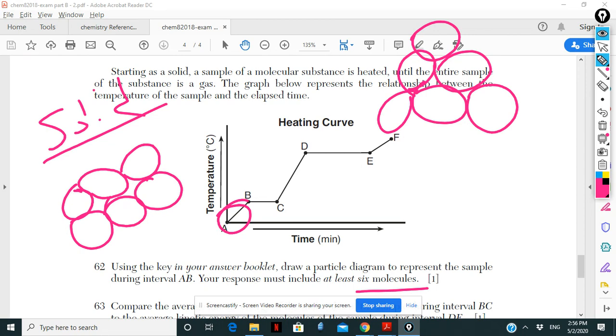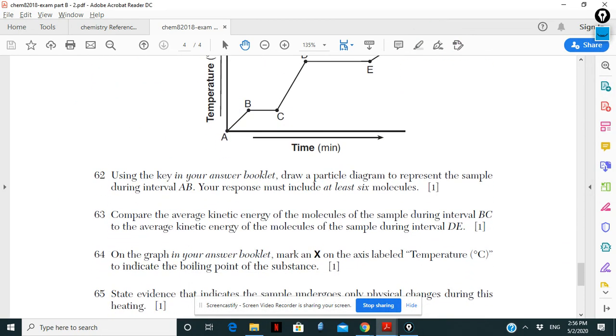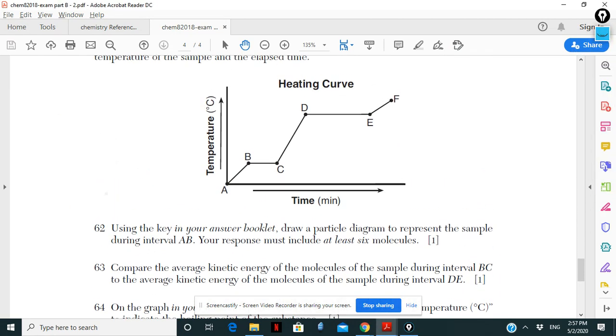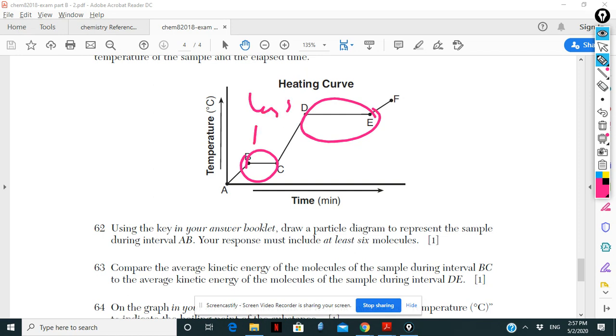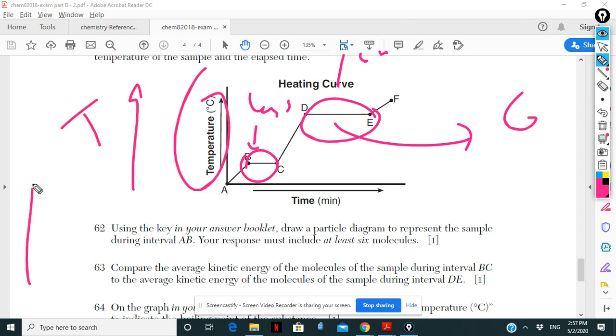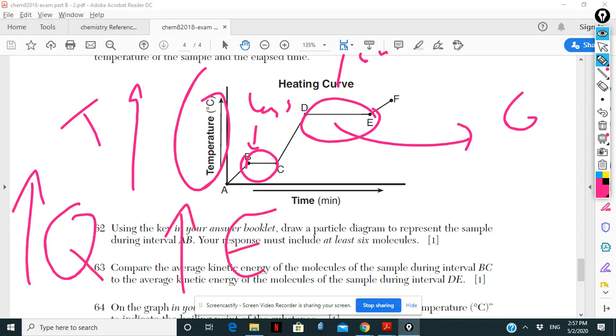Okay? Now, compare the average kinetic energy in BC to DE. So in BC, here has less kinetic energy than DE. So less here and here is greater. Why? Because in that case I'm going to start to have gas, and gas has more kinetic energy and moves randomly. And if you're looking here, I increase the temperature. Increasing temperature means I can increase the heat. Increasing the heat means I increase the energy. Increasing energy of the system means the upper level is higher in energy than the lower level.